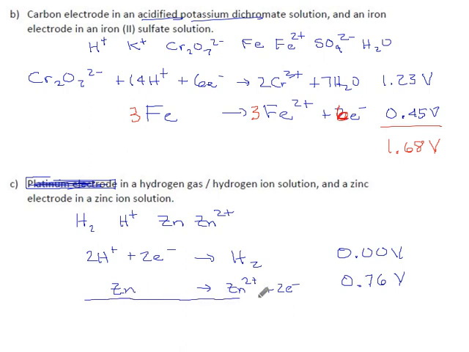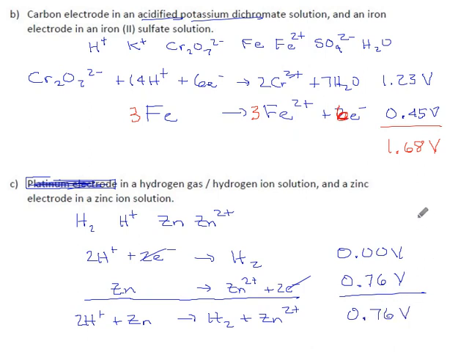And now when we add these together, the electrons match, nice. So our overall reaction is two hydrogens jump a zinc atom and take its electrons. The hydrogen turns into a gas, the zinc ionizes, and if you made a zinc hydrogen battery, it would produce 0.76 volts.